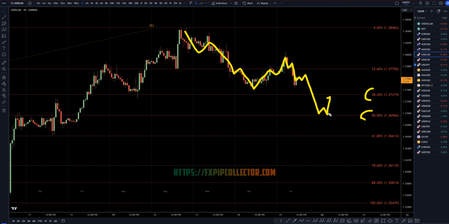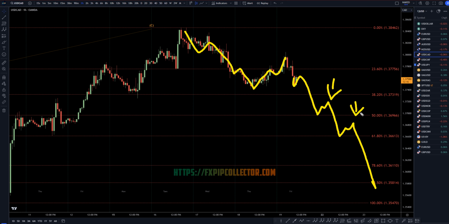If it goes down to a fib level, makes a clear break of structure, then I would exit my shorts and go long. If it goes down to a fib level, but instead of making a break of structure, it just makes a regular normal pullback, then I will just hold on to my shorts, and I may even add to my position to build a position to the short side for the continuation of the downtrend.